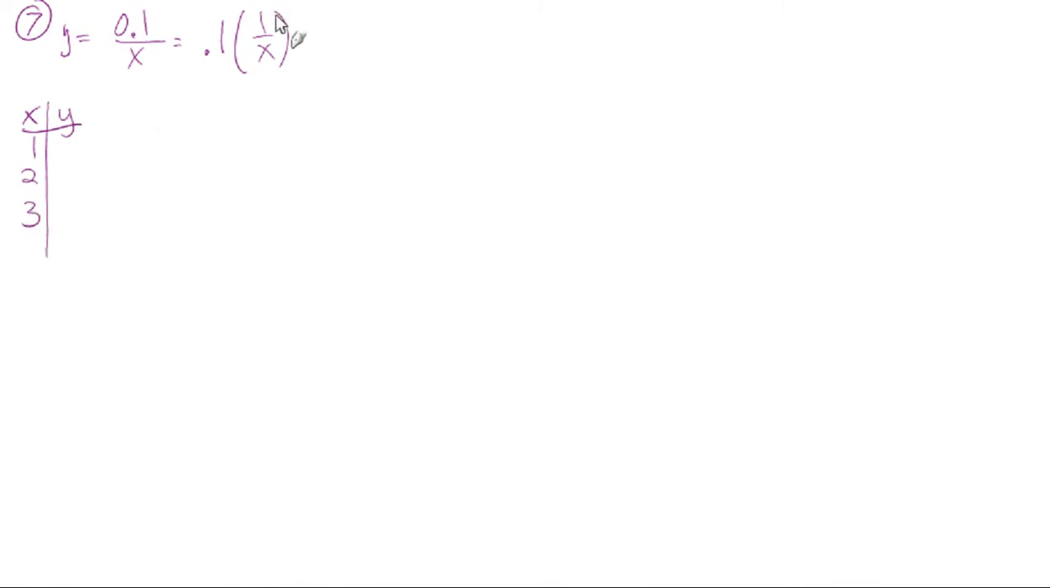So when we put in 1, we have 1 over 1, that's 1, times 0.1, that's just 0.1. Put in 2, 1 over 2 times 0.1, so that's 1/2 times 0.1, or 0.5 times 0.1. So that's going to be 0.05. And then put in a 3, you get 0.1 times 1/3. And so that would be 0.033, and so on, repeating.